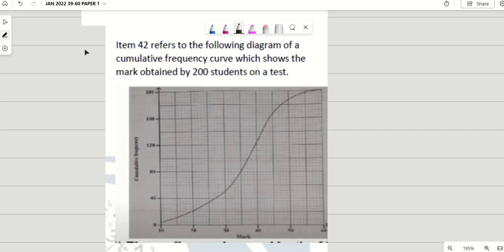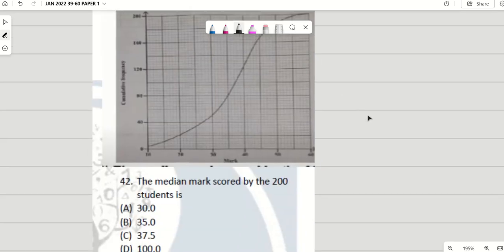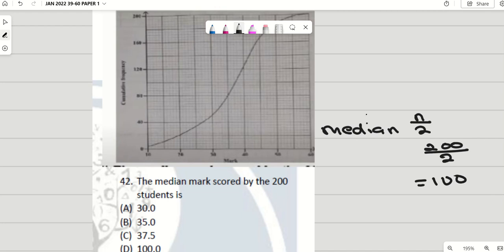Number 42. Item 42 refers to the following diagram of a cumulative frequency curve, which shows the marks obtained by 200 students on a test, right? The median mark by the 200 students, we know, median is n divided by 2, which is 200 divided by 2, which is equal to 100. So we're looking for 100. This is 40, this is 80. Between 80 and 120, 100 would be somewhere around here, right?